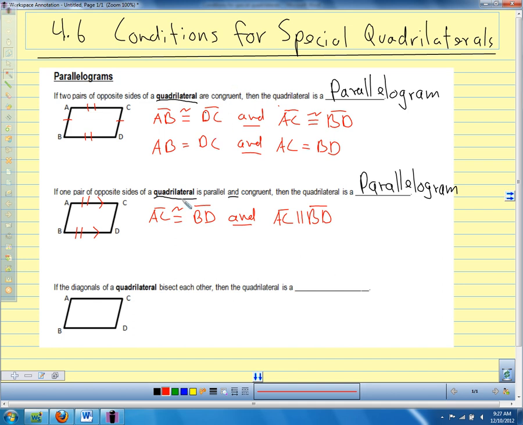So again, we start with a quadrilateral. We know that one pair of opposite sides is parallel and congruent. That guarantees that we have a parallelogram. Questions on that one? All right, the last one here.